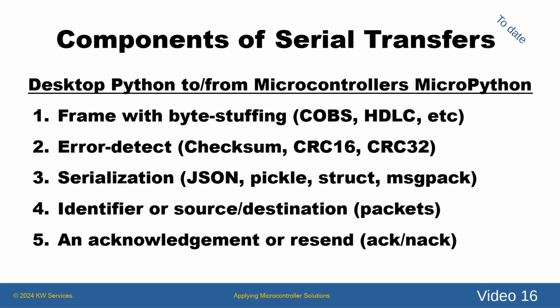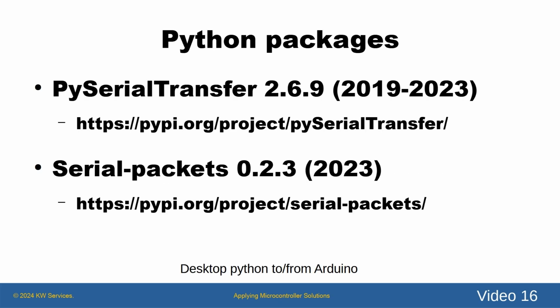Here's a quick review of what we learned in the past videos. The communication should provide framing, error detection, and serialization. We also ideally would like an identifier and ability of the program to handle acknowledgments. In this manner, we can perform reliable data transfers. In this video, we will focus on the first package, pySerialTransfer.